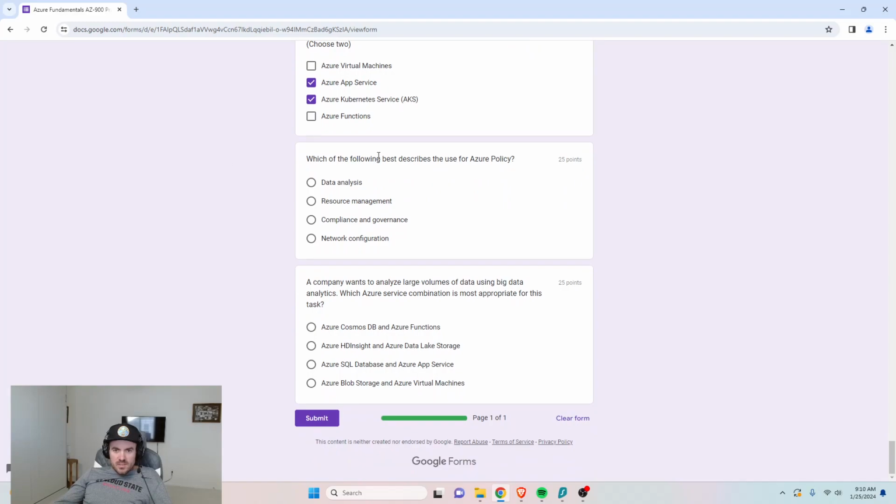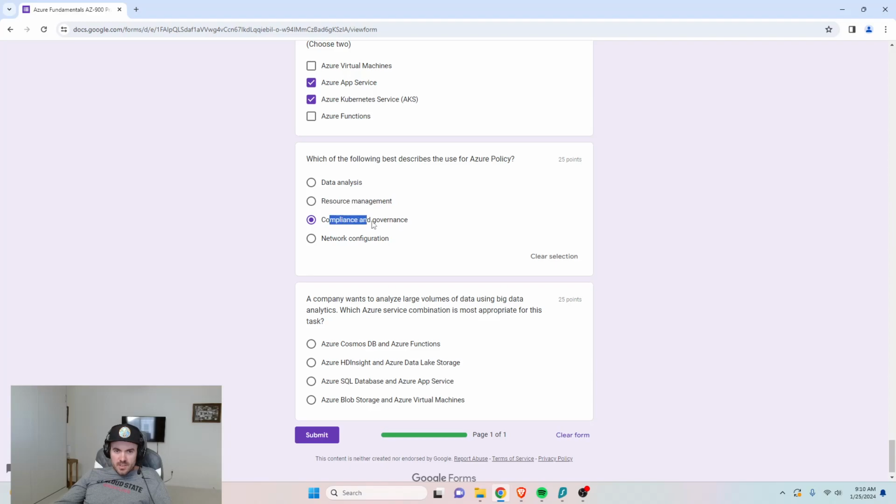Which of the following best describes the use for Azure Policy? Again, compliance and governance. Compliance, compliance, compliance. You've gotten like 3, 4 questions about Azure Policy. There's a reason. It's going to come up on the test, so you need to know what it is.